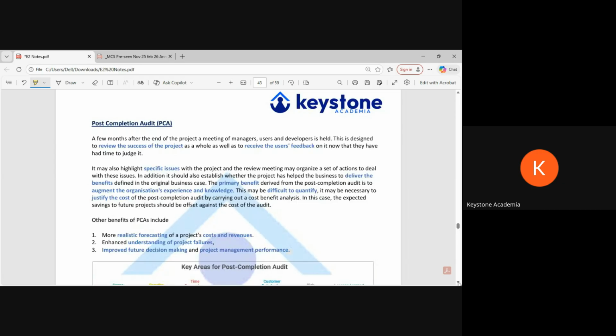Then we have the post completion audit. Again, anything with post is for the future. Post completion audit is all about reviewing the success of the project. Have we achieved or not? If yes, what went well? If not, what didn't go well? Or maybe it's not like this in the real world. It's in between, in a gray area.